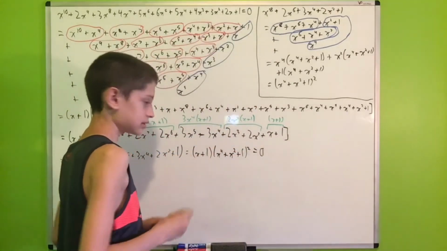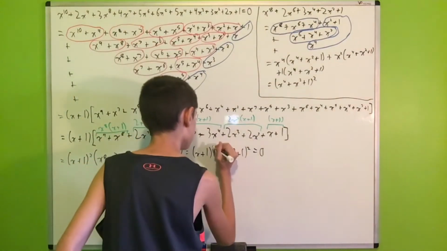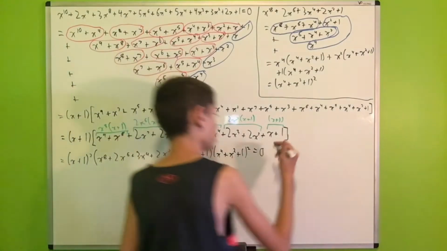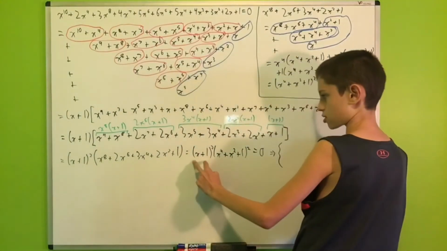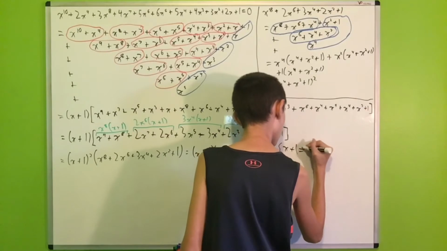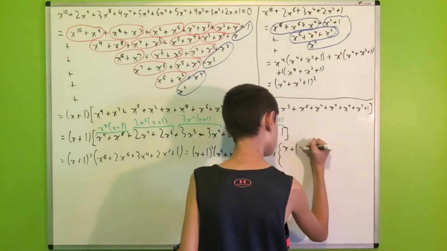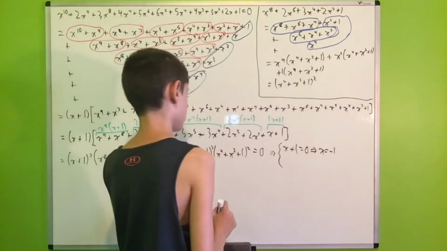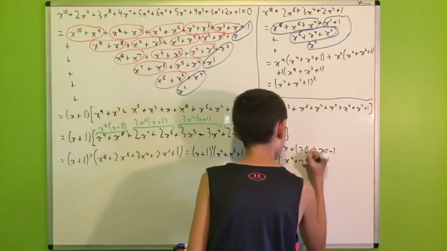And now, as I said earlier, we can make use... Wait, I forgot the square here. As I was about to say, we can make use of the zero product property. So this leaves us with two cases. Either this term is 0, which means x plus 1 is 0. Therefore, x plus 1 is equal to 0. Therefore, x is equal to minus 1. That was pretty easy.